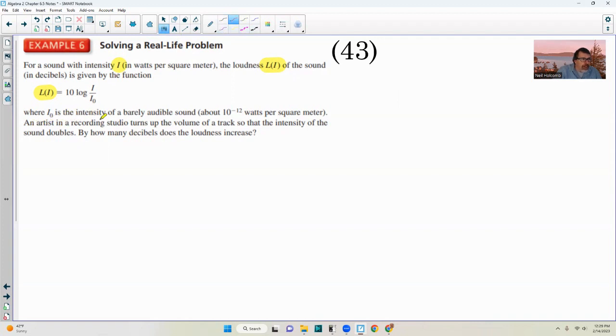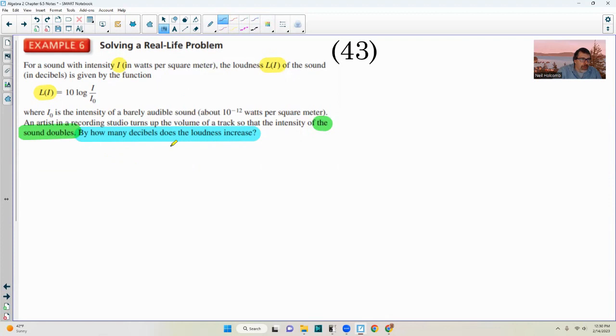So an artist in a recording studio turns up the volume of a track so that the intensity of the sound doubles. By how many decibels does the loudness increase? So the question is, how many decibels did the loudness increase?